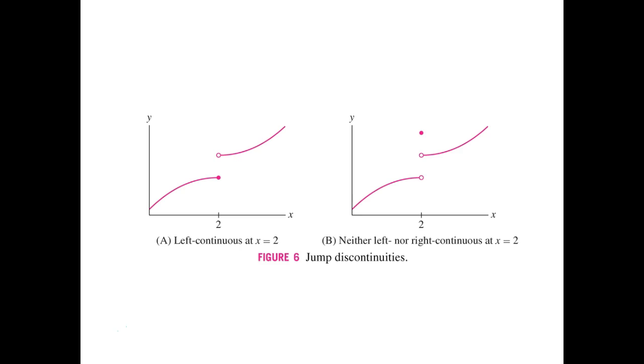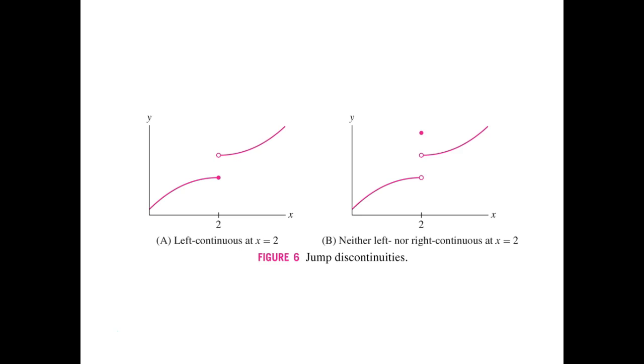This other one is neither left continuous, because it has a limit as x approaches 2 from the left, that value, but its value at x equal 2 is up here. So it's not left continuous. It's not right continuous either, because from the right it has a limit here, but the value is here. So f of 2 is not equal to either of those limits, so this is neither left nor right continuous at x equal 2. Those are two examples of jump discontinuity.